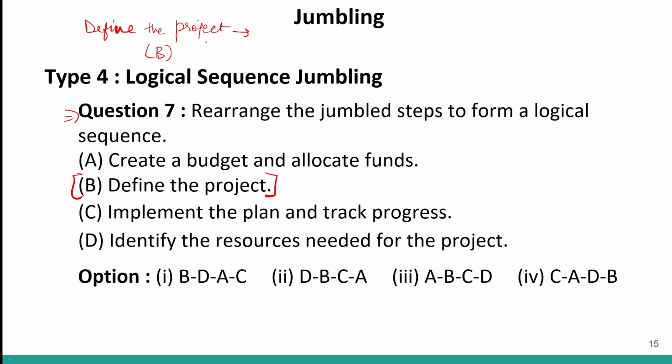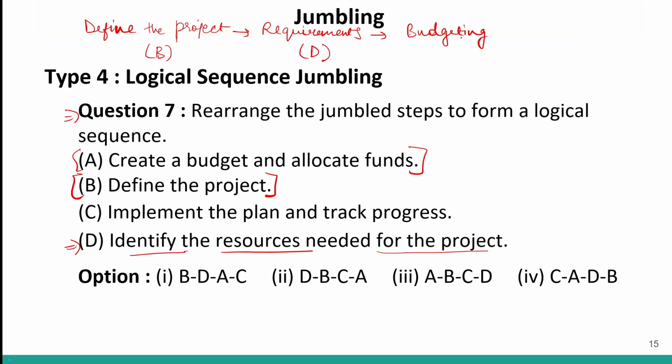Once I've done this, I'll check what are my requirements for the project. This is given in option number D. We have to identify the resources needed for the project. So this is D. Correct? Once I know what are my requirements, I'll create a budget and I will allocate funds. So my next step will be budgeting. Once I know that this is required, I will allocate funds accordingly. So my next step would be to create a budget and allocate funds, A.